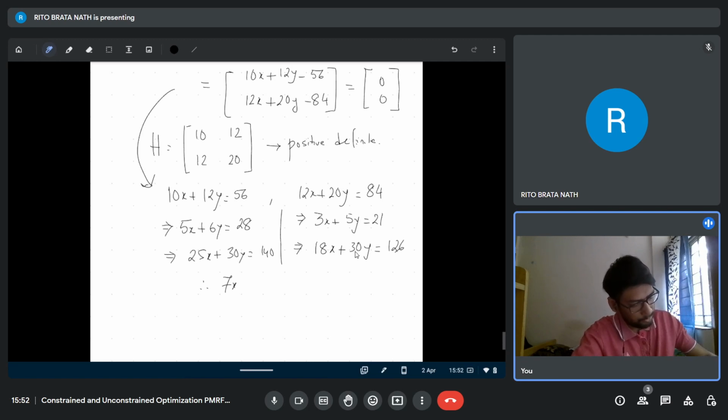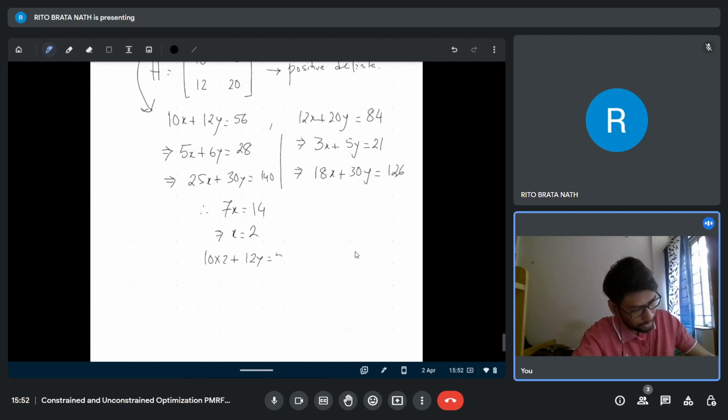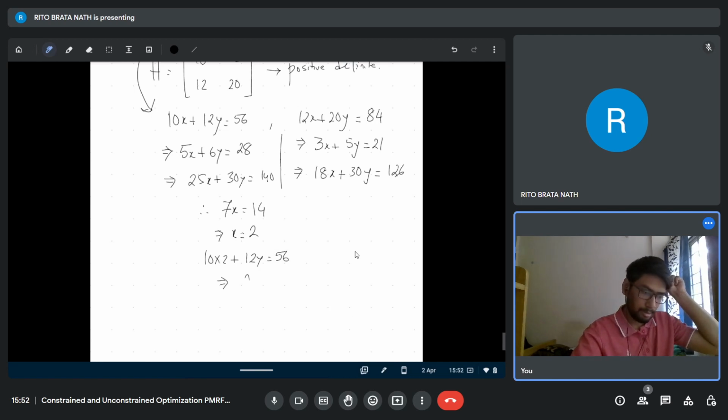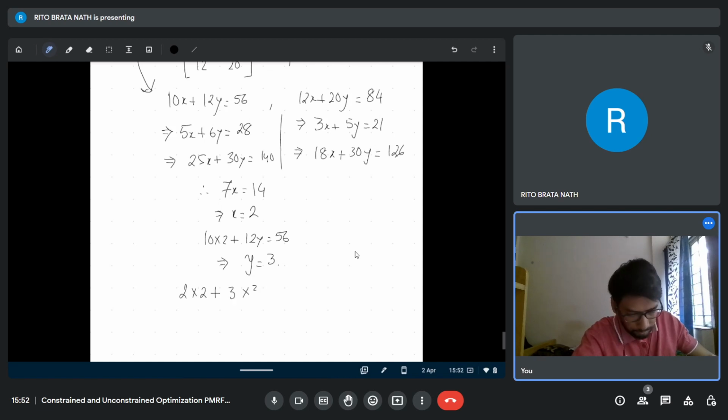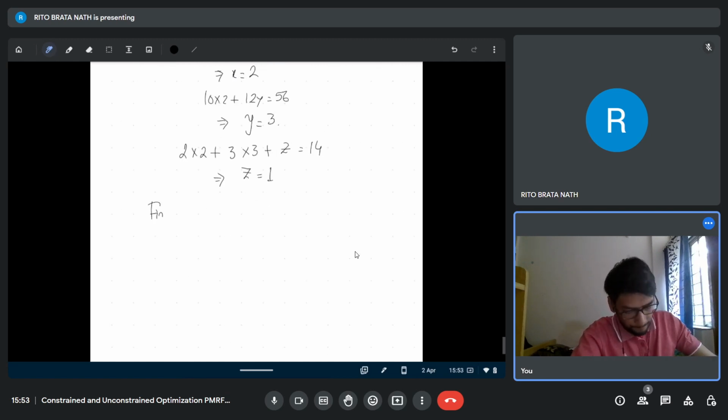x is 2. That means 10 times 2 plus 12y equals 56. That means your y is 3, and your 2x plus 3y plus z equals 14. So that means your z is 1. So the final answer is x star, y star, z star equals 2, 3, 1.